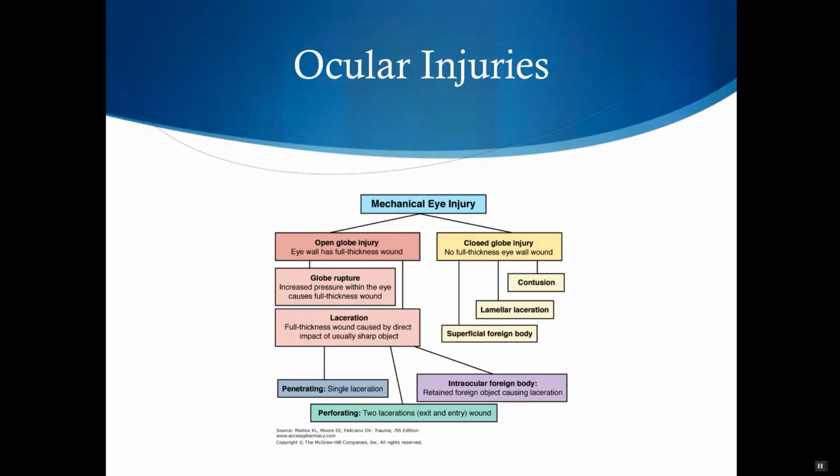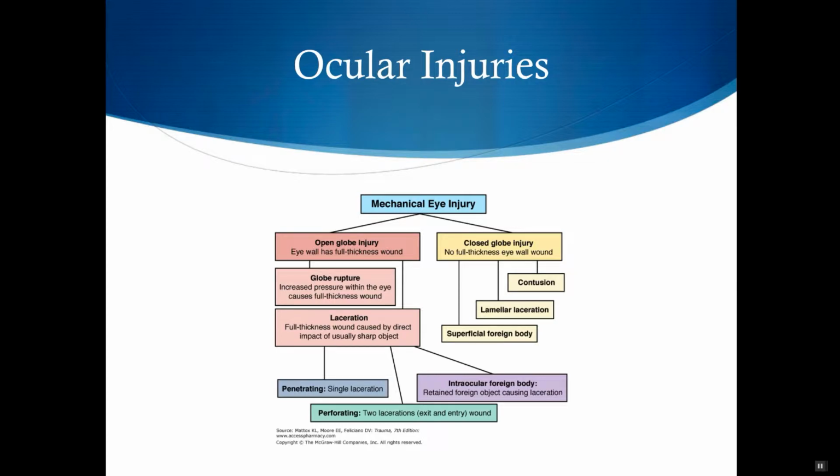Ocular injuries. So mechanical eye injuries, when you talk about direct force to the eye, we have open globe injuries and closed globe injuries. Open globe injury, obviously the entire wall has been compromised, and that leads to the globe rupture. This is something where you have increased pressure within the eye, as opposed to a laceration, the full thickness wound caused by direct impact. Essentially, they may have both an entry and an exit wound in those situations.